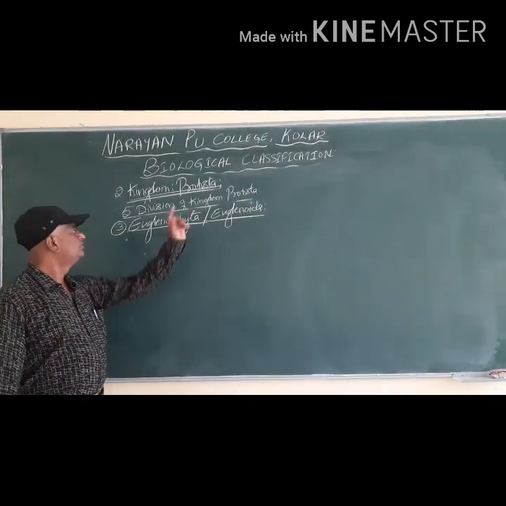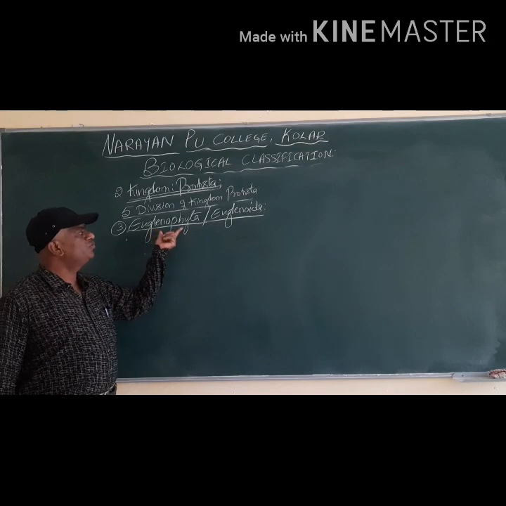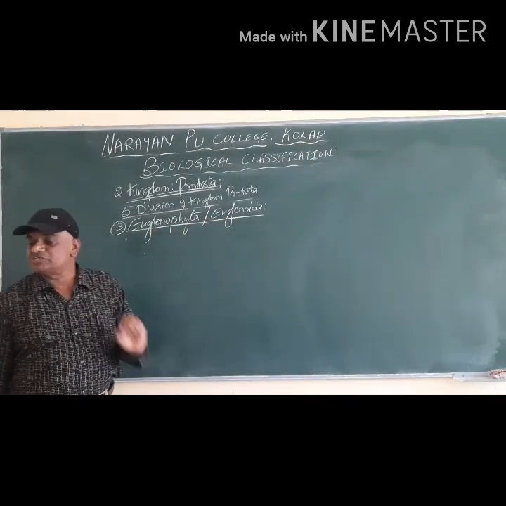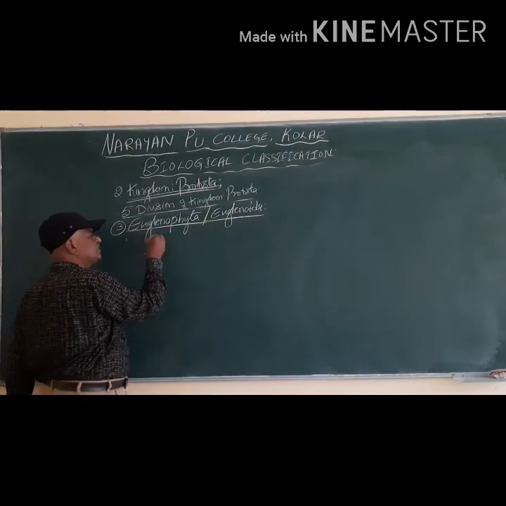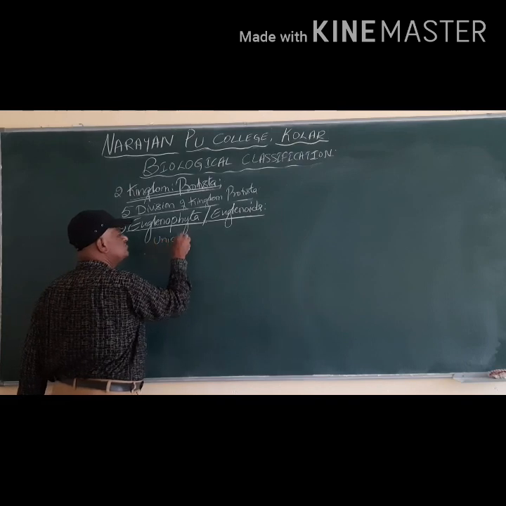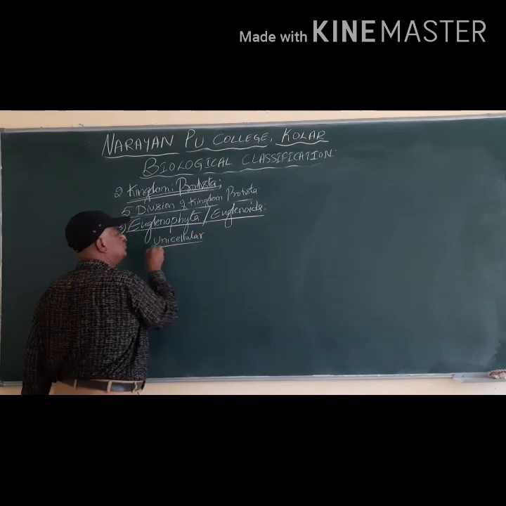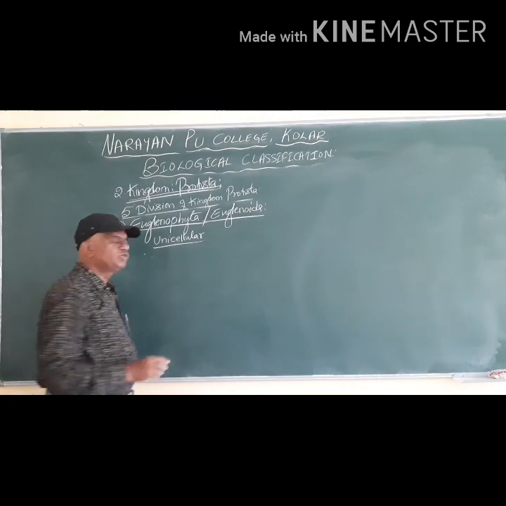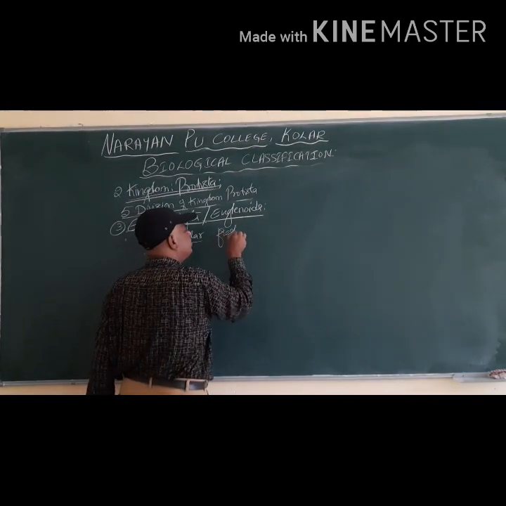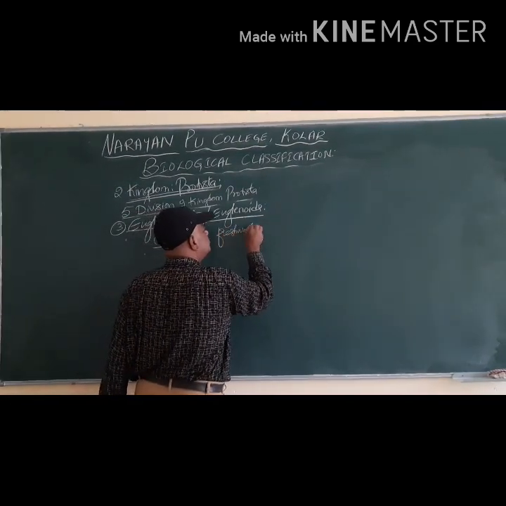We go for the next division called as Euglenophyta or euglenoids. The organisms coming under this are unicellular, microscopic, freshwater protozoans.